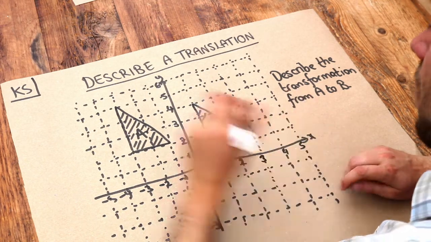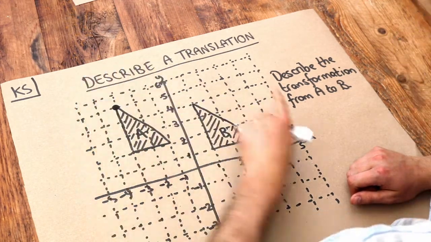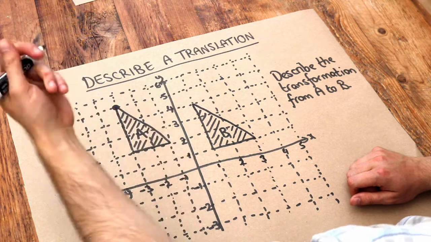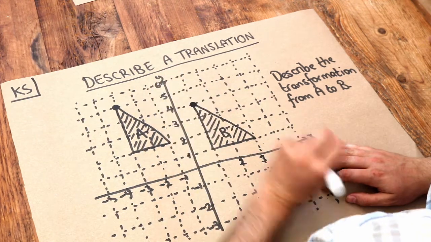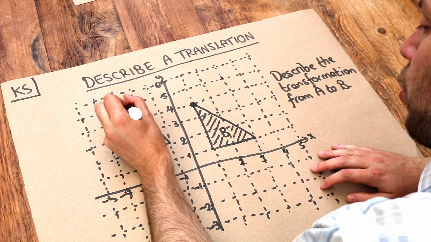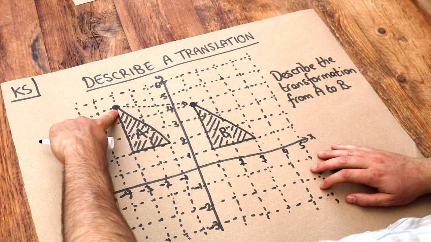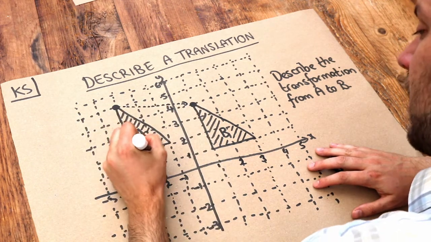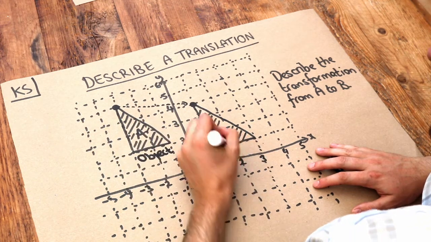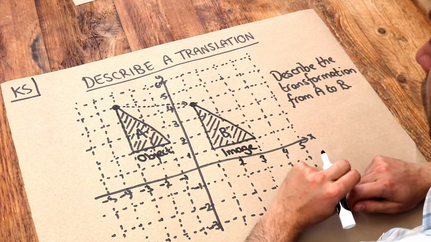So the first step is to identify some point on the first shape. So we're going from A to B, so some point on A, let's just say the top, and then the same equivalent point on B. And then we're going to look at the movement from this point on the first shape to this point on the second shape. Remember that this is called the object, the original object, and this is called the image, which is the shape after it's been transformed.